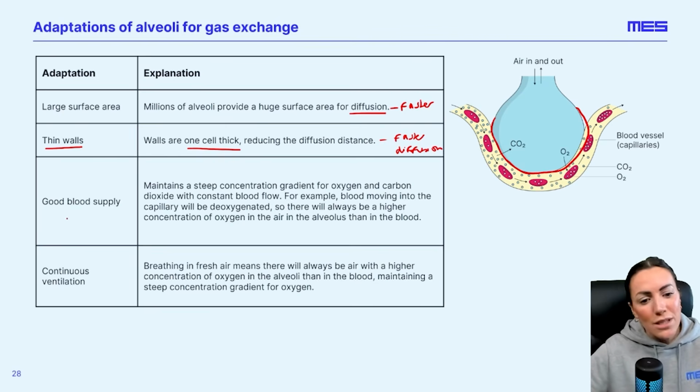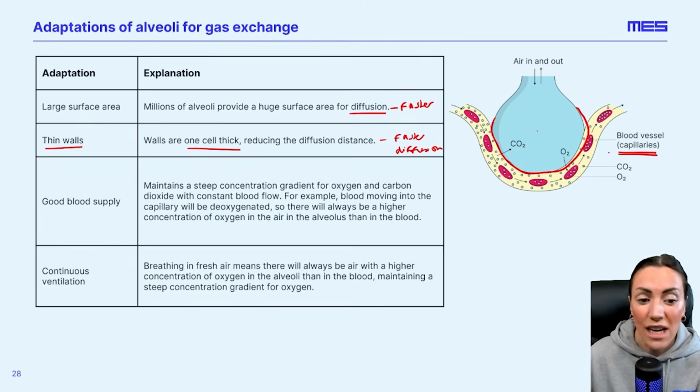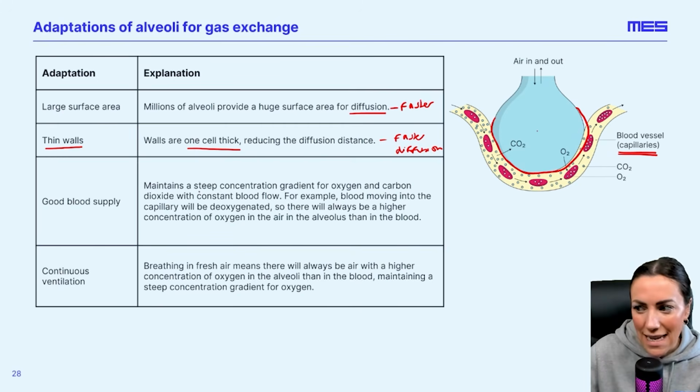They also have a good blood supply. So you'll have noticed that the alveoli are surrounded by capillaries. Capillaries are microscopic blood vessels, so really, really small blood vessels. They also have thin walls that are just 1 cell thick, which again reduces the diffusion distance. But because there's such a good blood supply, it means each alveolus is right next to a capillary, right? Again, reduces the diffusion distance, but it also helps to maintain a steep concentration gradient for oxygen and carbon dioxide.